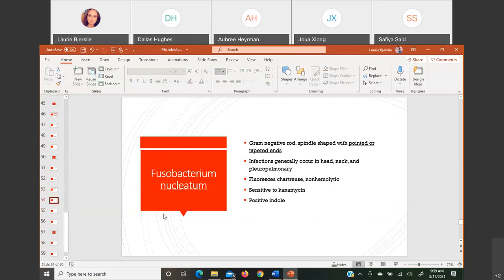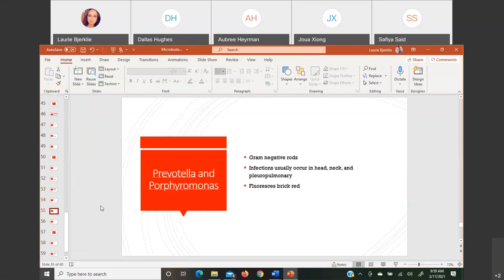There we go. Fusobacterium nucleatum, a gram-negative rod, anaerobe. This is the one that had the tapered or pointed ends, which is very unique. It typically causes infections above the diaphragm and is sensitive to kanamycin. Prevotella and Porphyromonas are both gram-negative rods. These are the ones that fluoresce a brick red color, and again the infections tend to be above the diaphragm.